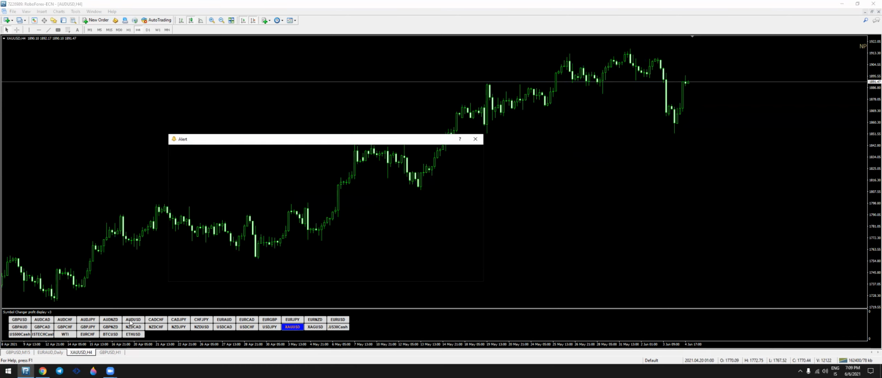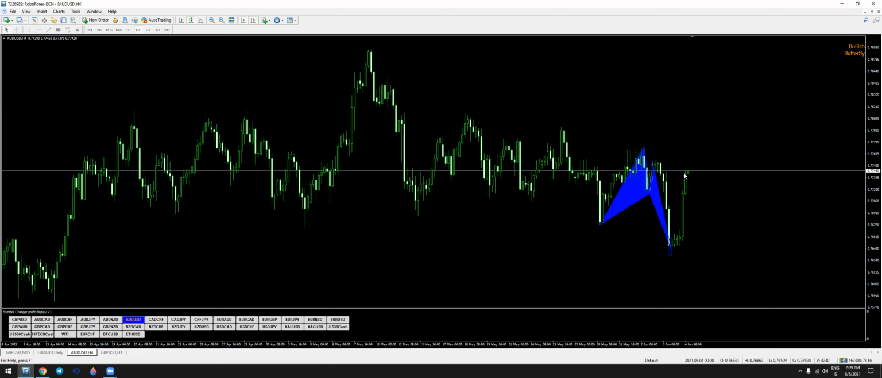Yeah, these were some proper moves. Some proper moves here on Friday. Then there's another thing.